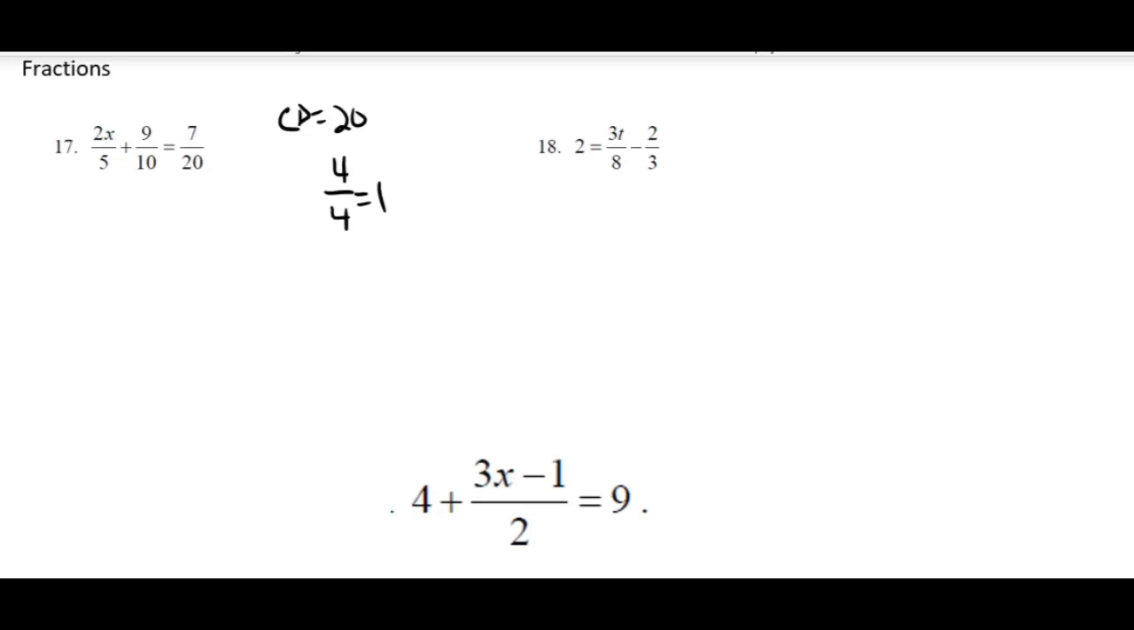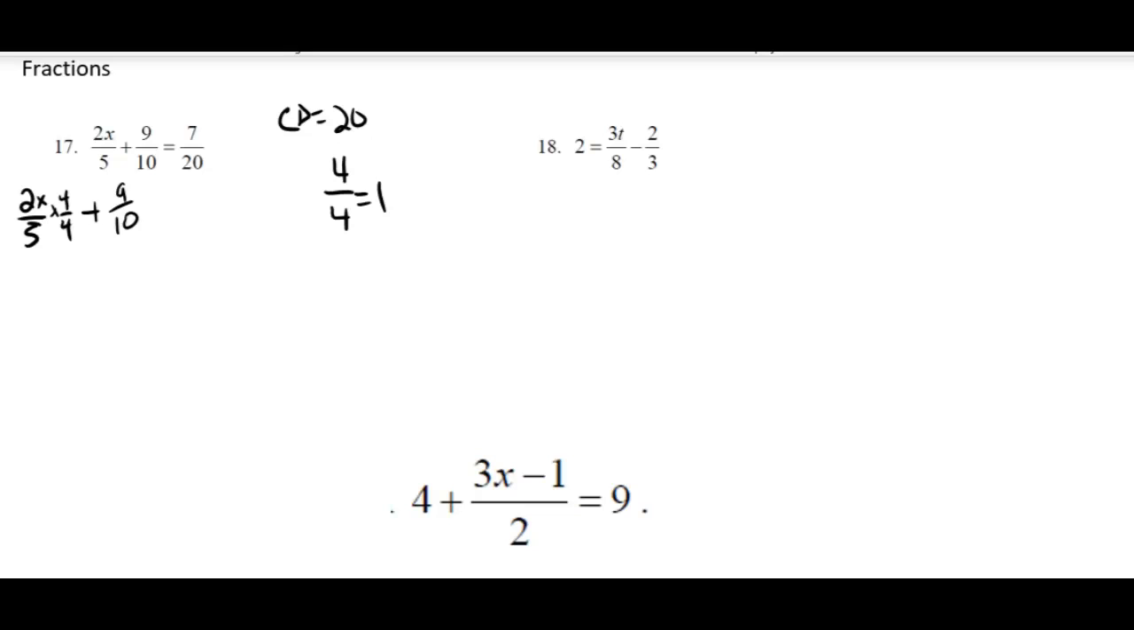Typically, we deal with reduced fractions. We deal with 1/2 instead of 2/4. But to create these common denominators, we're just going to make the bottoms all match. Okay, so in order to do this, for example, on this first one, I'm going to take my 2x divided by 5, and I'm going to multiply that by 4 over 4, because that's going to give me a denominator of 20.